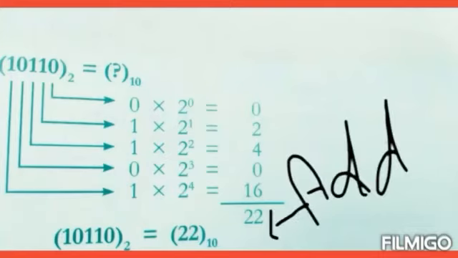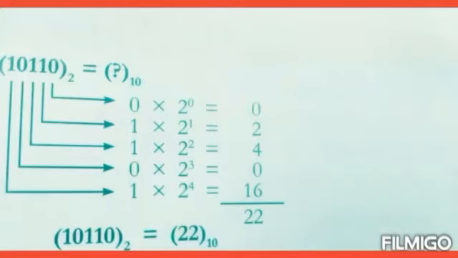Now from the right side, the next number is 1. 1 multiplied by 2 and give it power 1. Next number is 1, multiply by 2 and give it power 2. Next number is 0. Multiply it by 2 and give it power 3. And the last number is 1. Multiply it by 2 and give it power 4. Now we will solve it. When we multiply any number by 0, it becomes 0. Next, 2 to the power 1 is 2.